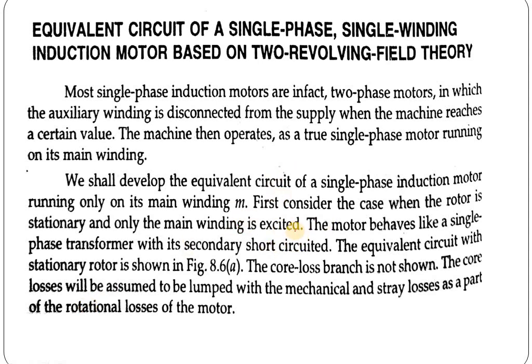Most single phase motors are in fact two-phase motors. Why it is called two-phase, we have already discussed in our last lecture, in which an auxiliary winding is disconnected from the supply when the machine reaches a certain value. I have already discussed in my previous lectures that when the machine reaches 70% of its rated speed, the auxiliary winding is automatically disconnected from the machine by using a centrifugal switch or relay. The machine then operates as a truly single phase motor, but before that it acts as a two phase motor.